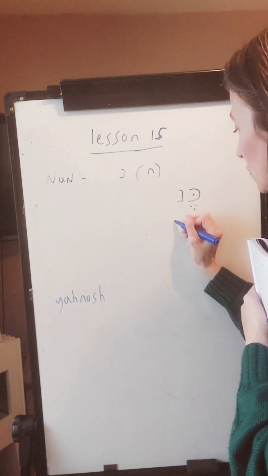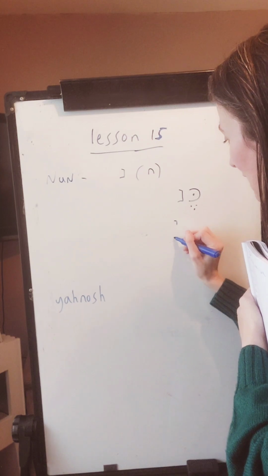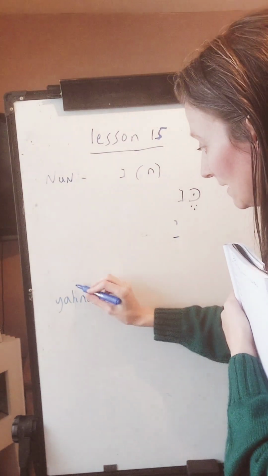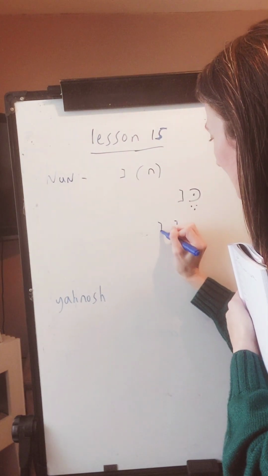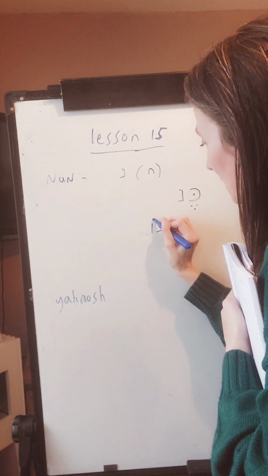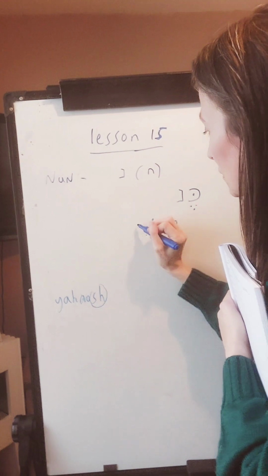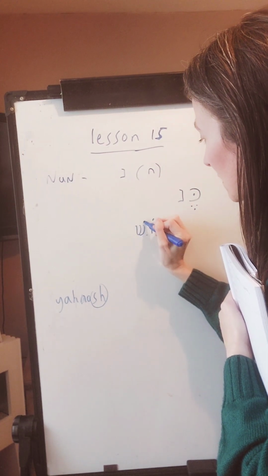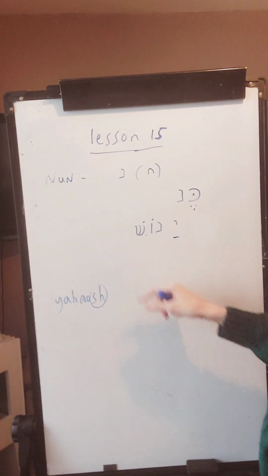And the last one, Yanosh. So we'd want the Yud for Ya, A vowel underneath it, Ya. Then we need the N. Then the O sound, so we'd need the O vowel. And then sh, so we'd use the Sheen. And that would read Yanosh.